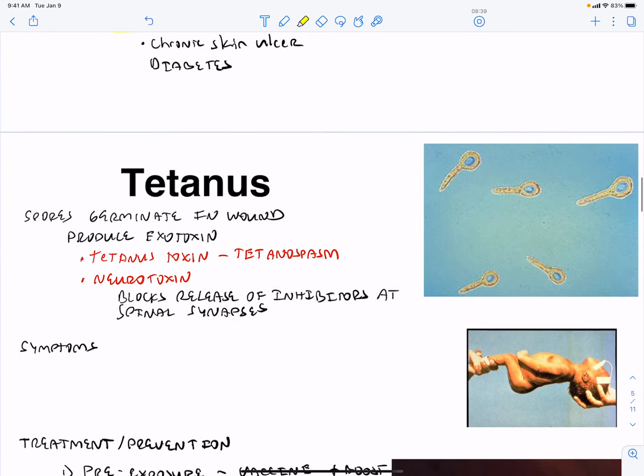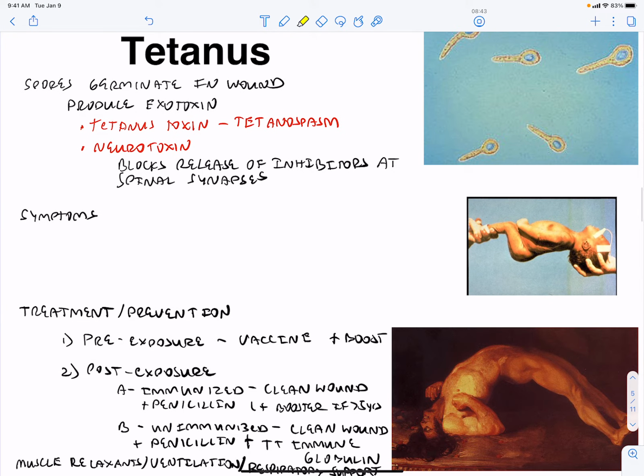And so inside the tissue, the spores are going to germinate, and then they're going to produce their exotoxins. And the exotoxins are very potent. So with respect to tetanus, tetanus has the tetanus toxin, also known as tetanus spasm toxin, which is a neurotoxin, and this is going to prevent the release of inhibitors of your spinal synapses. And so it blocks inhibitors, and so it's going to have spastic paralysis. And so the symptoms are basically going to be 3 to 7 days after the wound.